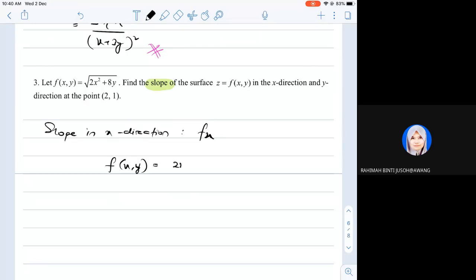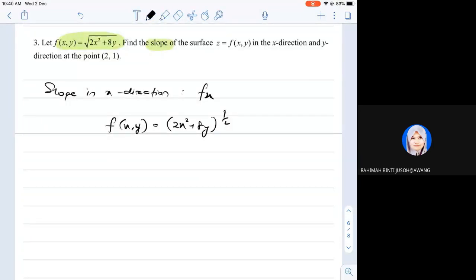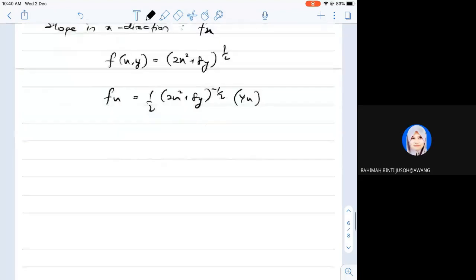So we have f of x, y equals, I just put it like this, 8y to the power of half because of the square root sign. So let us differentiate this with respect to x. Now we have 1 over 2 times 2x squared plus 8y to the power of negative half, multiplied by what? 4x. Yes, good, 4x. So we can cancel the 2 and 4. Then we will have x over square root of 2x squared plus 8y.